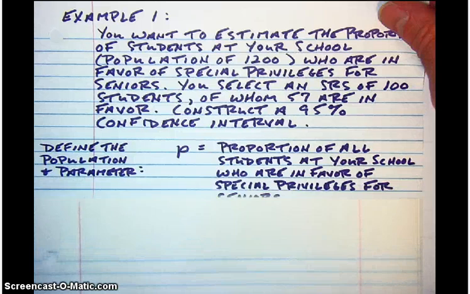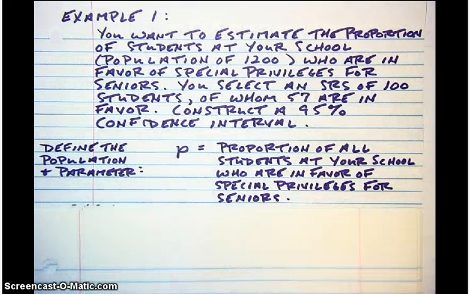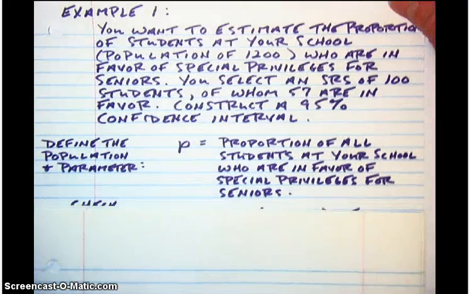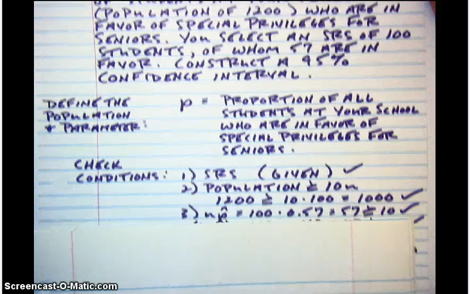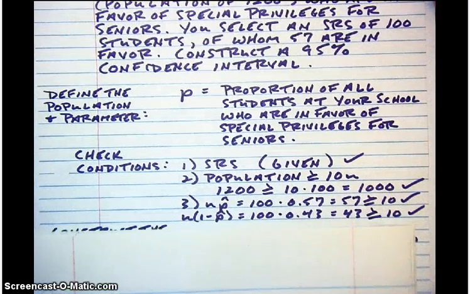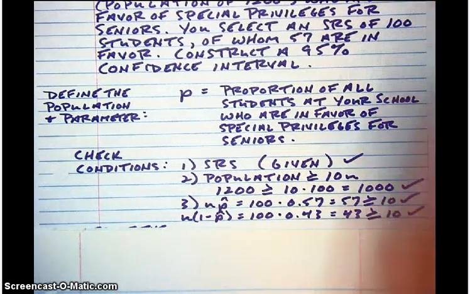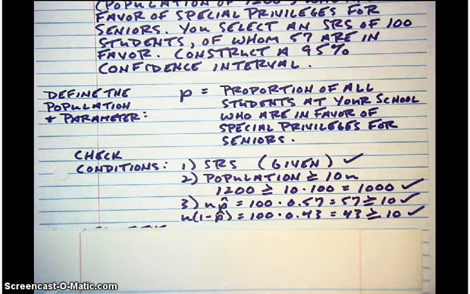First thing you have to do is define the population and the parameter of interest. P equals the proportion of all students at your school who are in favor of special privileges for seniors. Then you're going to check the necessary conditions. We are given that we have an SRS. The population is 1,200. That's greater than 10 times the sample size. And n times P hat is equal to 57. n times 1 minus P hat is equal to 43. Those are both comfortably bigger than 10.